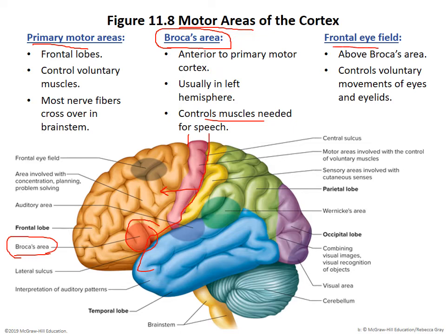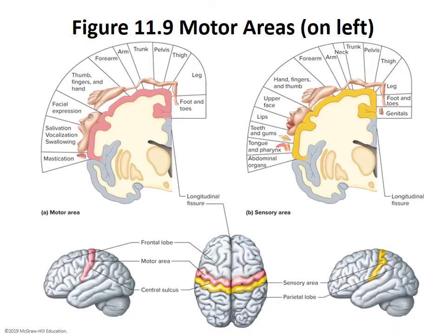Frontal eye field is about eye movement. Again, I'm not going to worry too much about that. The one that I would key in on here is this Broca's area. Again, this is looking at stuff here. This is the motor side over here, and so this is the stuff that's controlling it.